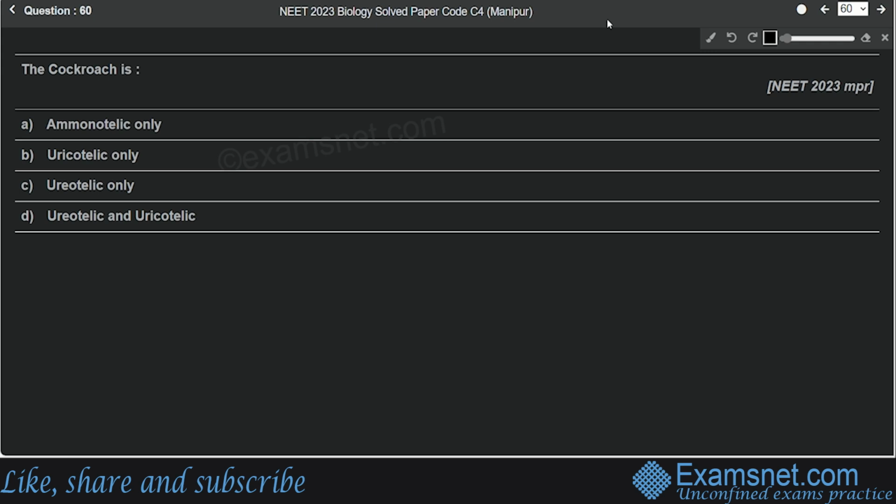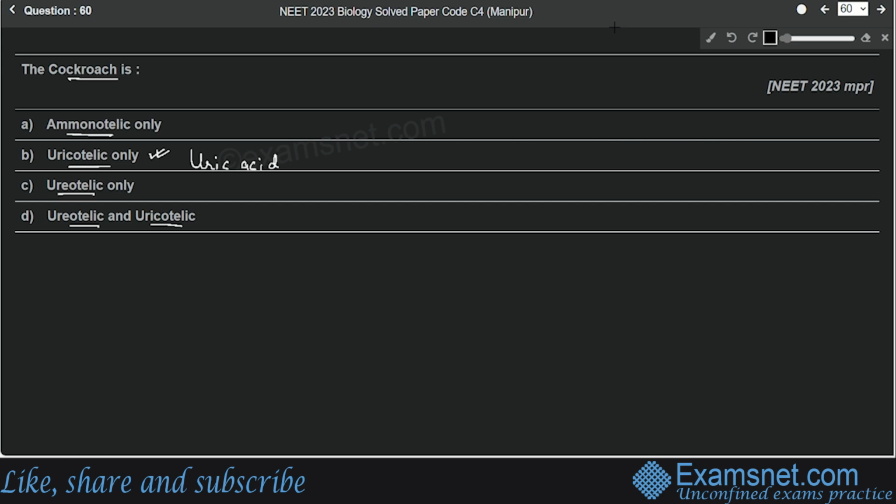Question number 60 is again from the chapter Excretory Products and Their Elimination, and the question is the cockroach is, options are a monotelic only, uricotelic only, ureotelic only, and then the last option is ureotelic and uricotelic. Okay, so the correct answer will be option number B, uricotelic only. What does it mean? It means that they excrete the waste products in the form of uric acid.